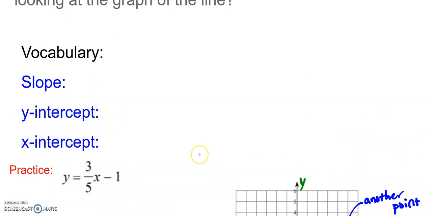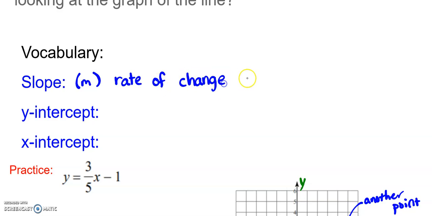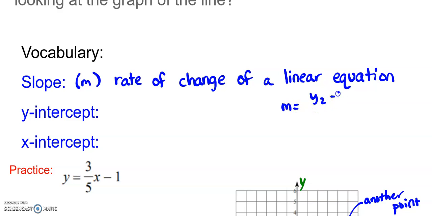Okay, so vocabulary. Just to recap, the slope, hopefully we've heard this term before, is the variable m, I'm just going to put that in parentheses, is the rate of change of a linear equation. Okay, it is calculated by taking y2 minus y1 and dividing it by x2 minus x1. Some might call it the change in y over the change in x.